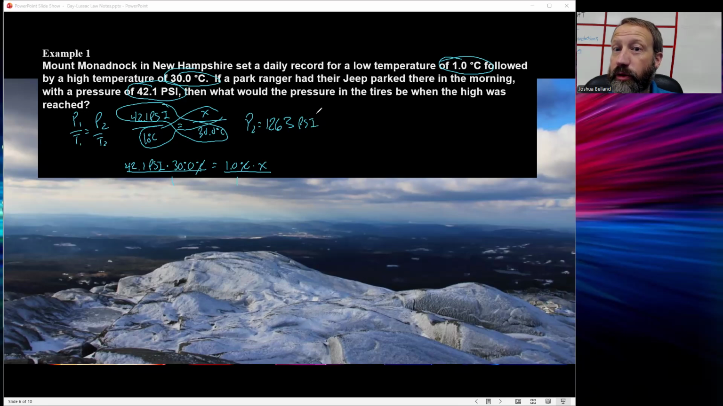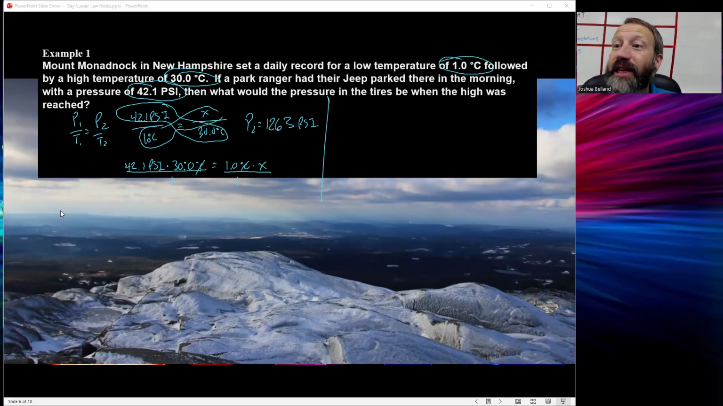So those car tires, which are holding at the morning 42 PSI, now have to try to hold 1,263 PSI. So guess what's going to happen in those car tires, right? Nothing, because I did this problem wrong. That's what I want to show you. Don't do it this way. Did you catch what I did wrong? I hope you were yelling at the screen that I was doing it wrong.